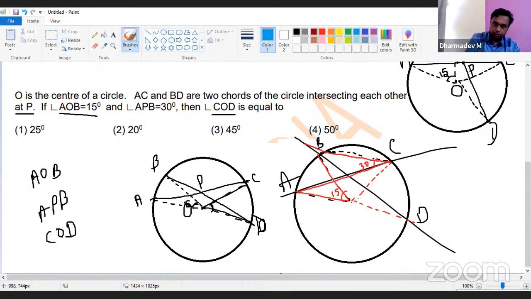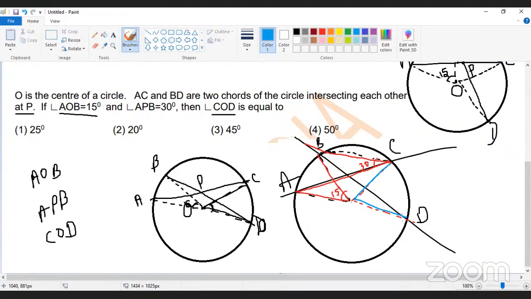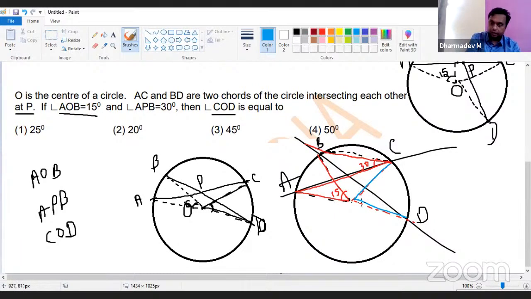When I take COD, what will be 2 times of it? 60. Okay, so it's 60 or whatever it is, because we don't have the angle over here. Which angle is going to be twice? When I say AOB, then ACB is twice that. Understood that? When I say angle AOB, it is twice of angle ACB. Understood that?